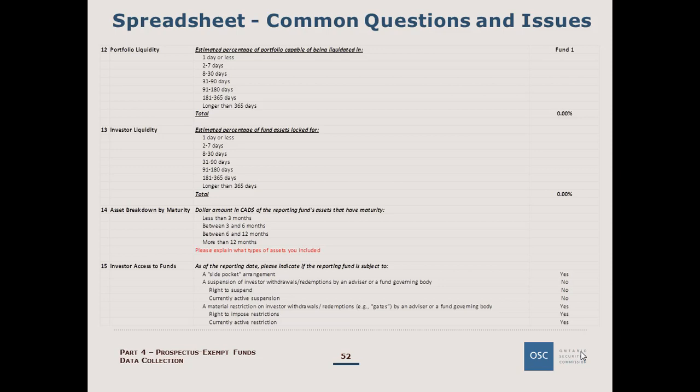Another important thing is that investor liquidity should take into account the portfolio liquidity that you already answered in question 12. To give you an example of one of the new things we introduced, as I mentioned, the question on asset breakdown by maturity, you can see in red that we added an extra line where we ask you to explain what type of assets you included when answering this question. And as already mentioned, we have one question where a yes or no answer is acceptable, and this is the question on side pockets and suspensions and restrictions.